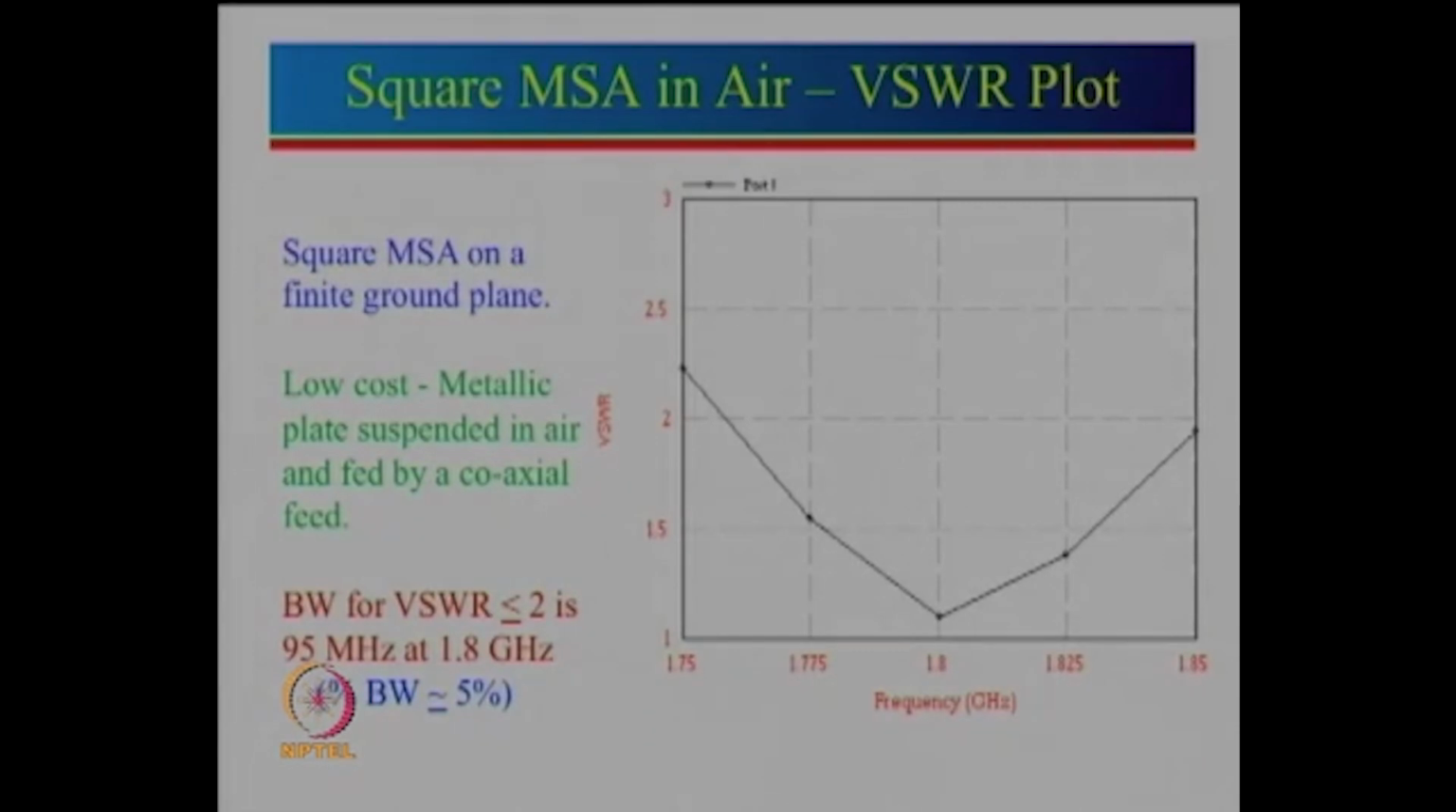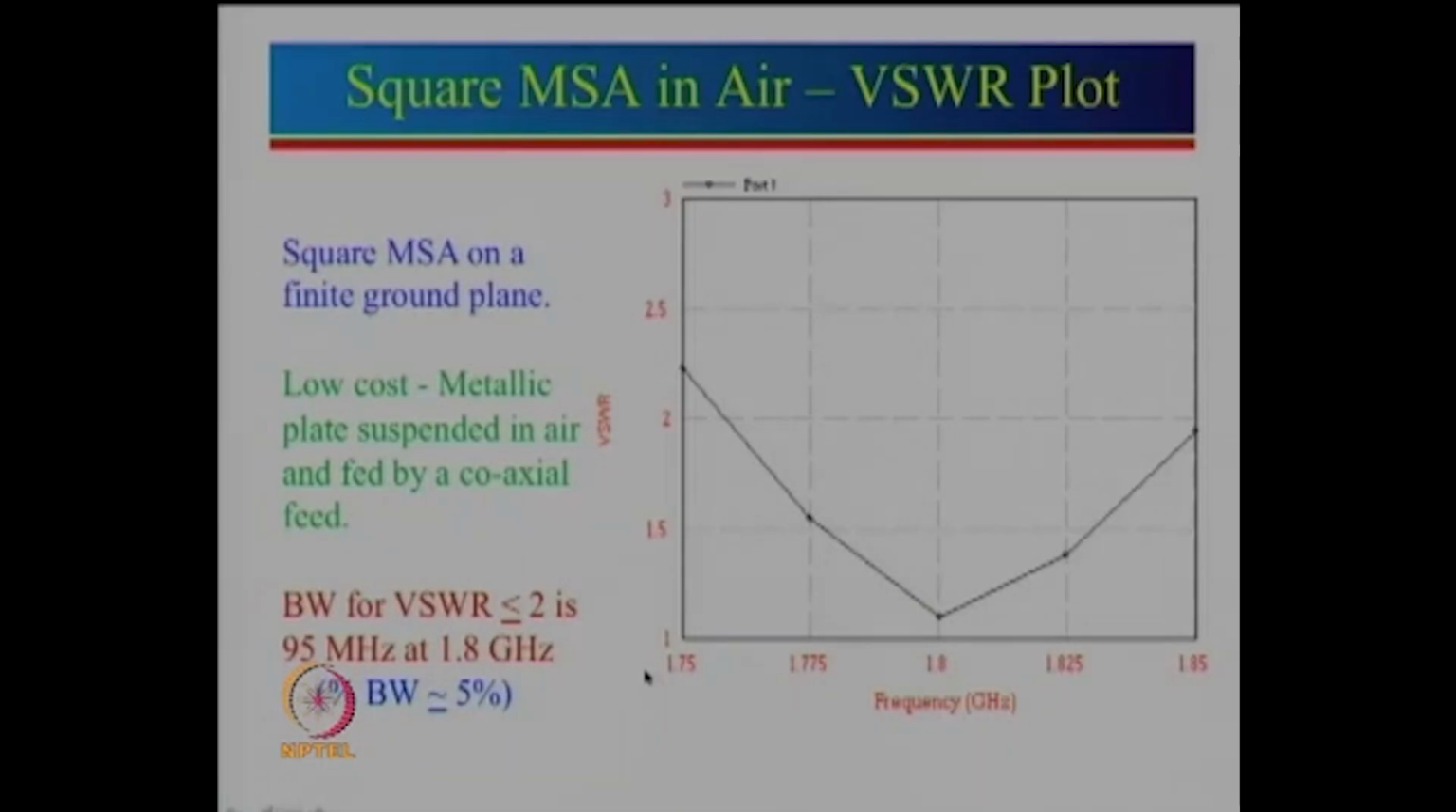So, what we have done here is a square microstrip antenna in air. For simulation we have used epsilon r equal to 1. What we have taken is a square microstrip antenna on a finite ground plane. What is done here is a low cost metallic plate suspended in air and fed by a coaxial feed, and here are the results. You can see that the resonance frequency is designed to be 1.8 gigahertz, and with VSWR less than 2, the bandwidth can be obtained from here, which is roughly about 95 megahertz, approximately 5%.